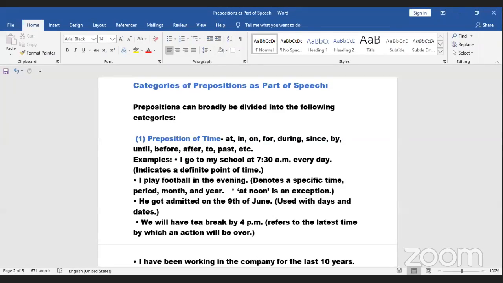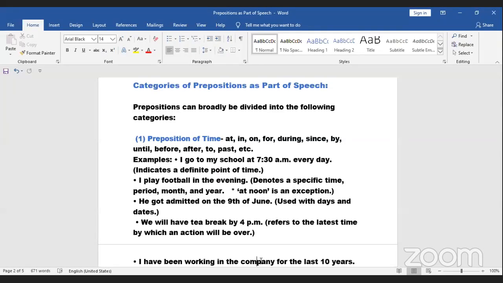But the exception, as UPSC likes it, is at noon. It is never "in noon", it is "at noon". Just noon. In the afternoon, it's fine. But when you use noon, that is "at noon". That's the only exception. Keep this in mind. While we say in the evening, in the morning, with noon it is always "at noon".